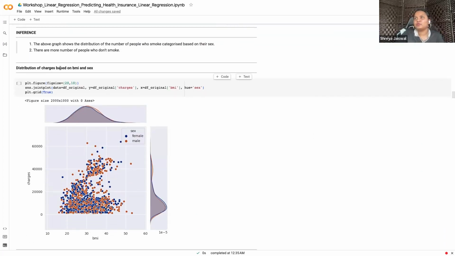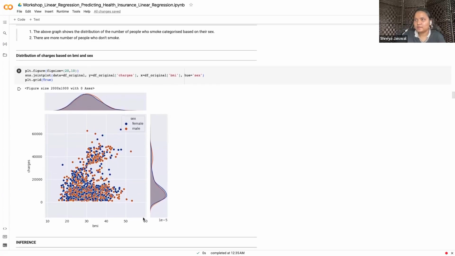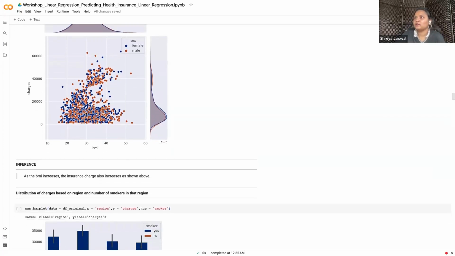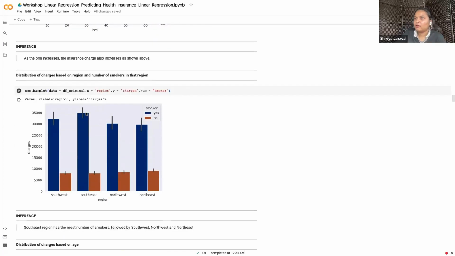Then the distribution of charges based on the BMI and the sex. So we see here as the BMI of the client increases, so do the charges, right? So with an increase in BMI, the charge is also increasing. And we see that it's more likely that the men tend to have a higher BMI and they usually have to spend more on the charges, which is more on the health insurance. So that's what this particular graph is telling.